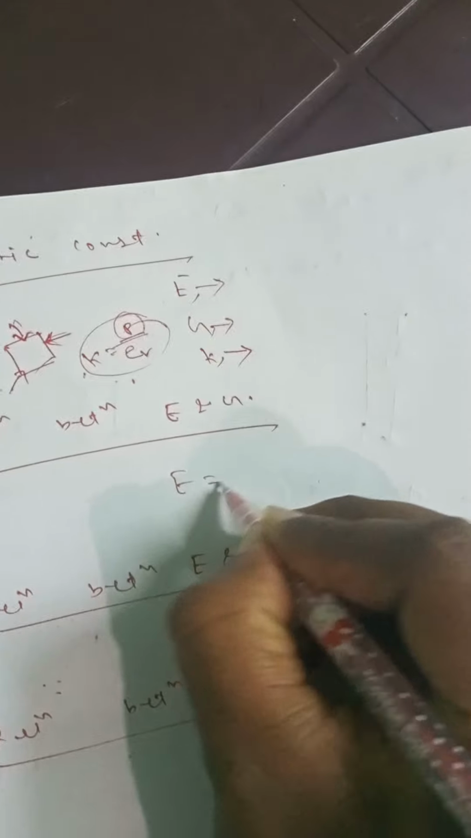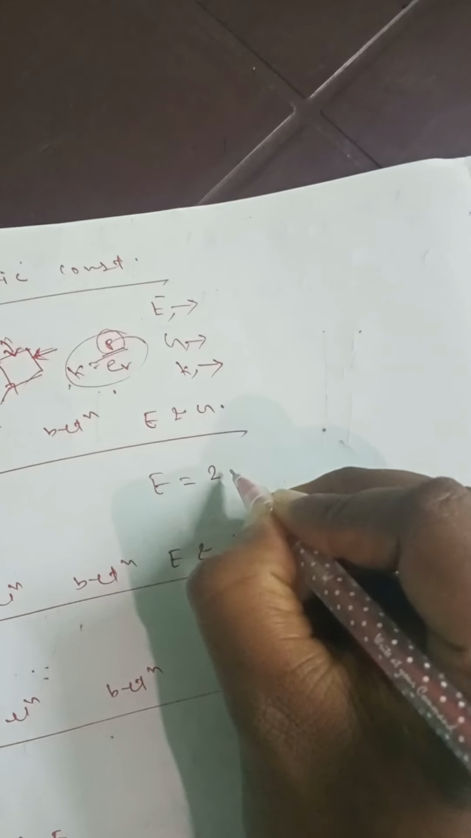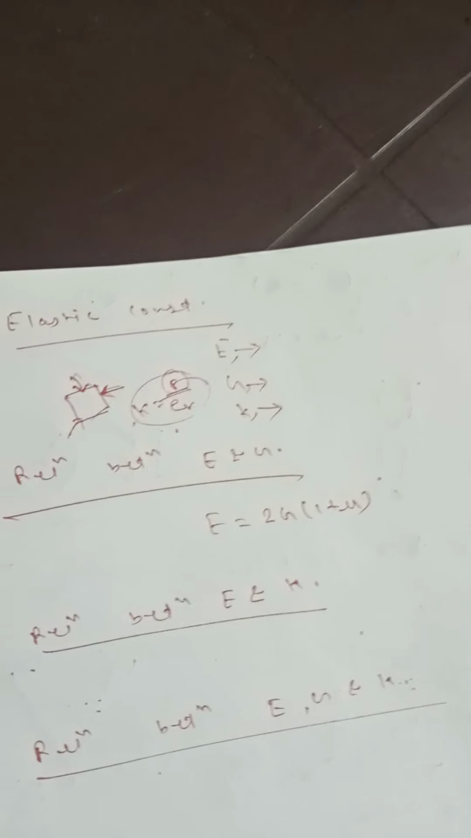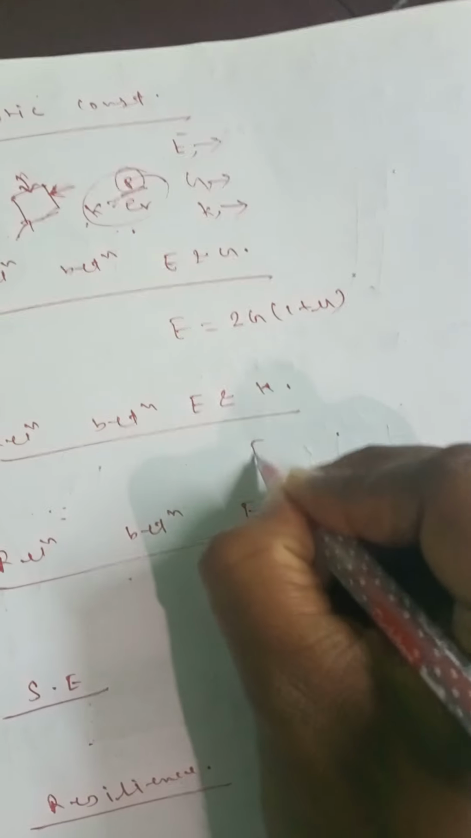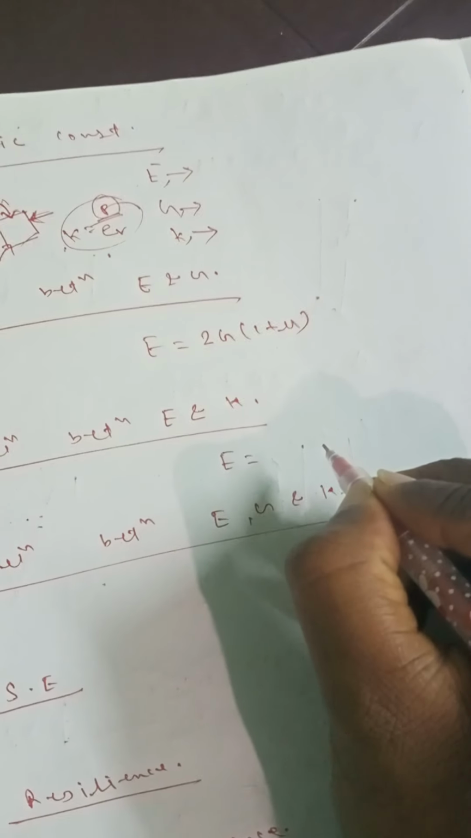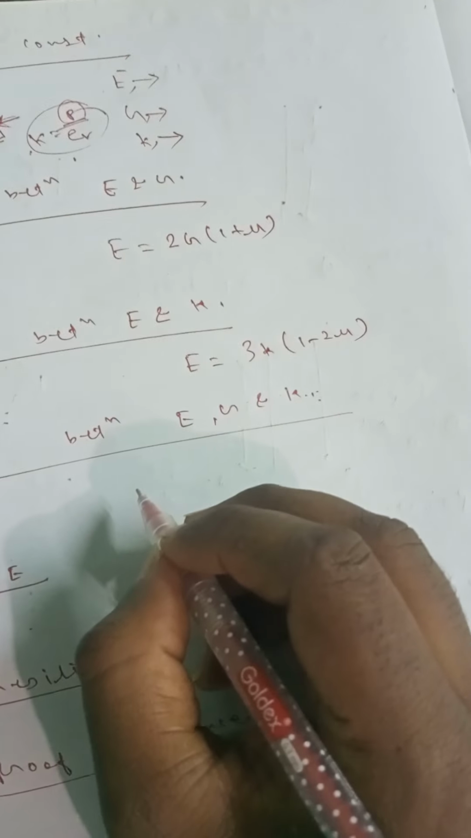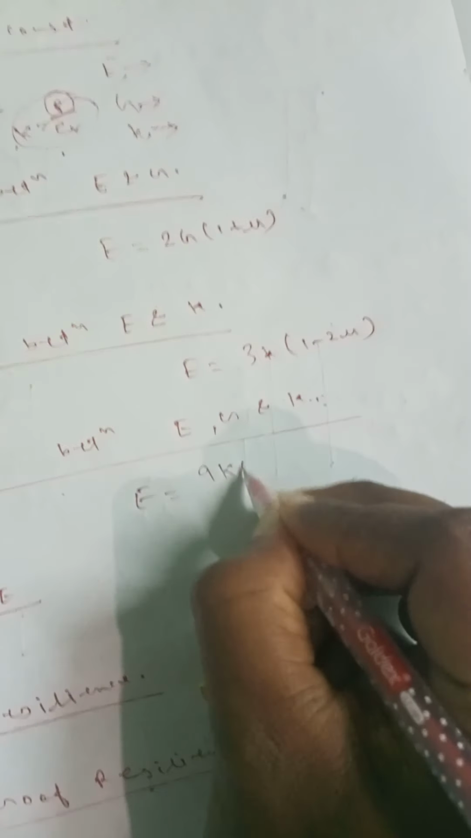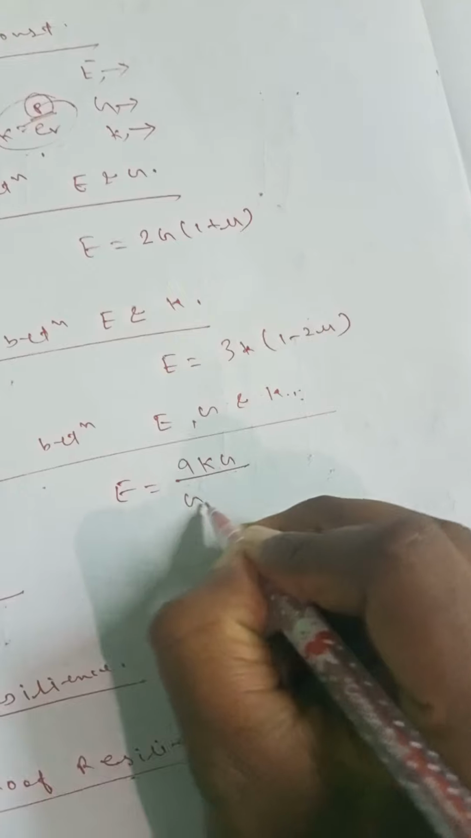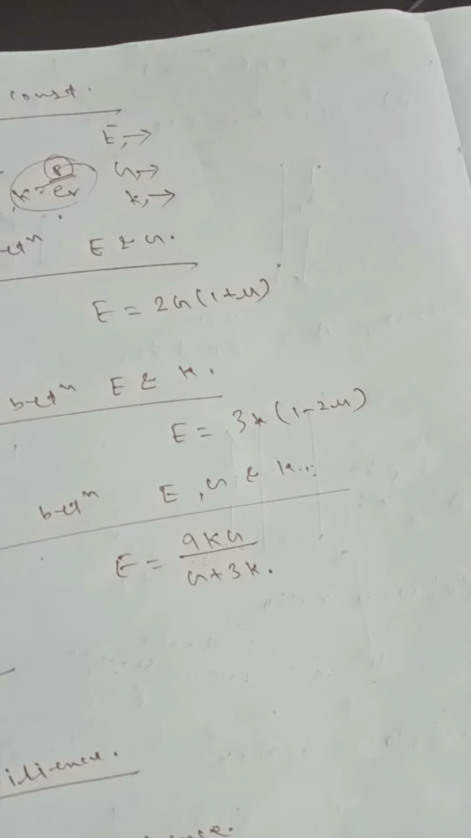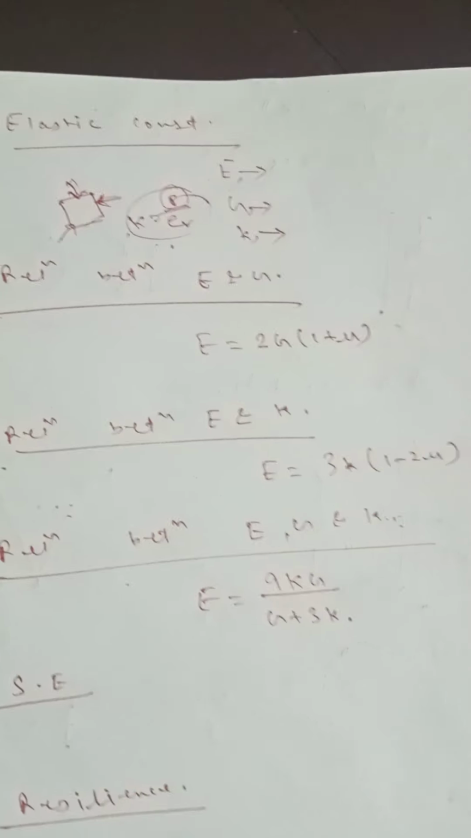Relationship between E and G, everyone here knows this: E equals 2G(1 plus mu). This was the relationship between E and G, that means modulus of elasticity and modulus of rigidity. Relationship between E and K, that means modulus of elasticity and bulk modulus, is E equals 3K(1 minus 2 mu). Relationship between E, G and K: E equals 9KG divided by (G plus 3K). Okay. So these are the three important relationships which you have to remember.